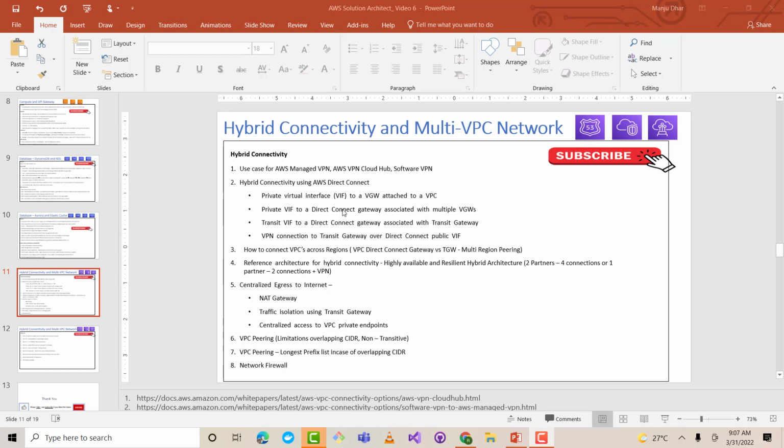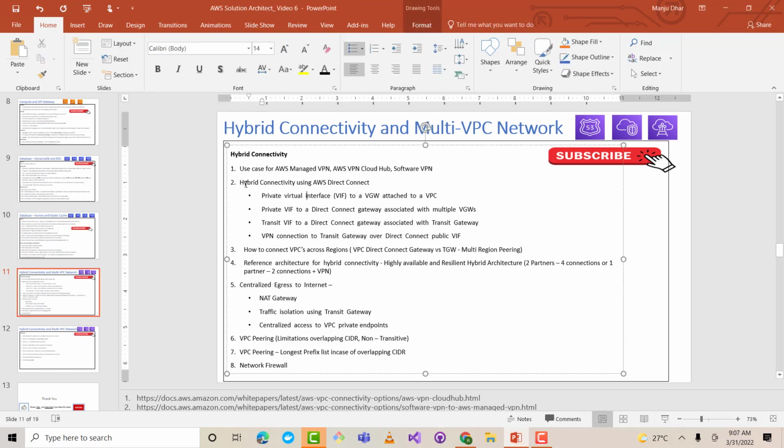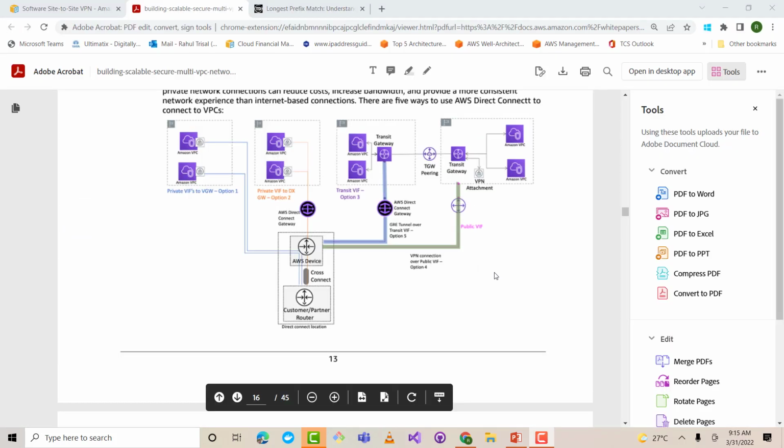Now the second super important thing that you need to know is hybrid connectivity using AWS Direct Connect. Direct Connect is the most important service that you need to know if you are trying to establish a hybrid architecture between your on-premise data center and AWS cloud. You can also use the VPN, but that's only if you have very few workloads or you're just trying to do some POCs.